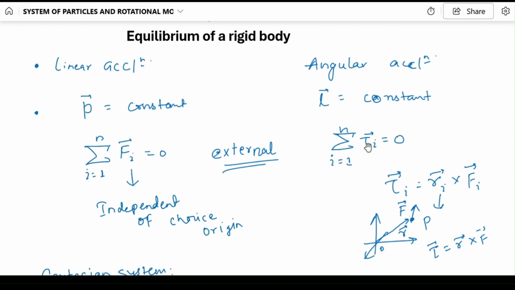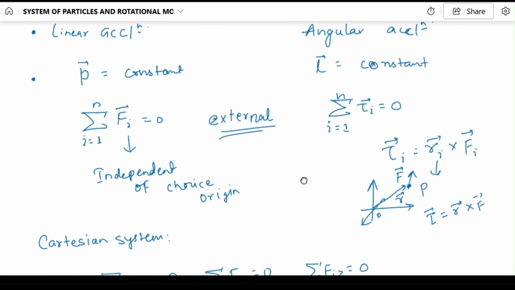What about this torque? Because this torque includes the position vector, which varies with changing origin. So this thing we are going to discuss. Because in case of a single particle, this torque or the moment of force will be r cross F. And if we are changing this origin, this r will be changed and hence this torque will be changed. So will it be happening in the case of a rigid body? This thing we are going to check. But before that, let me discuss a little bit more.